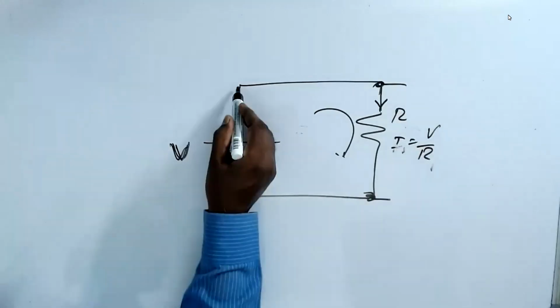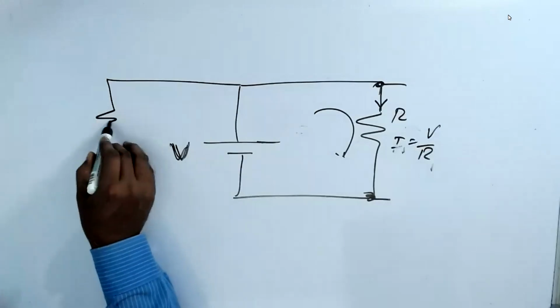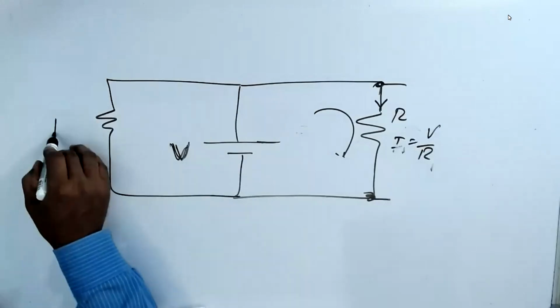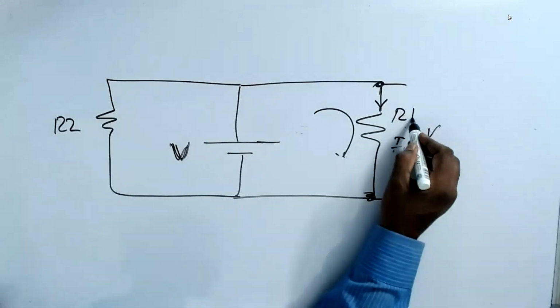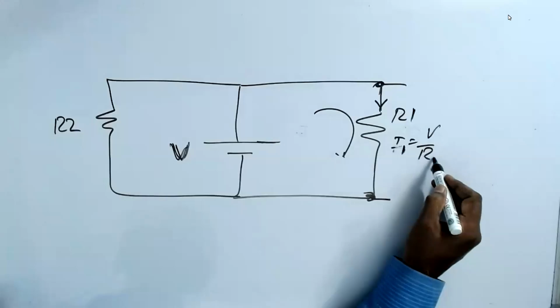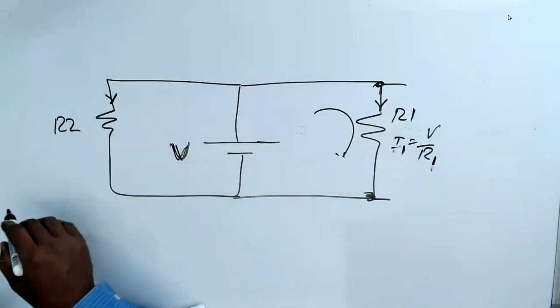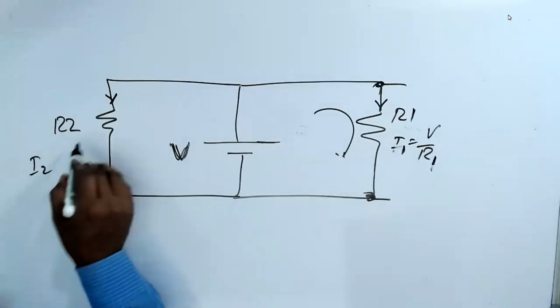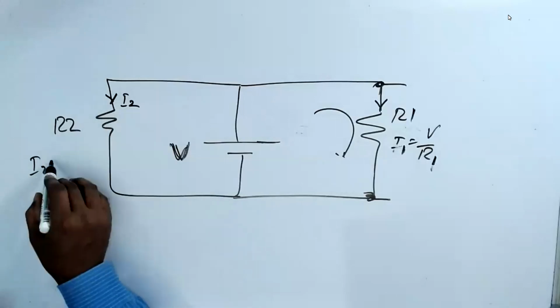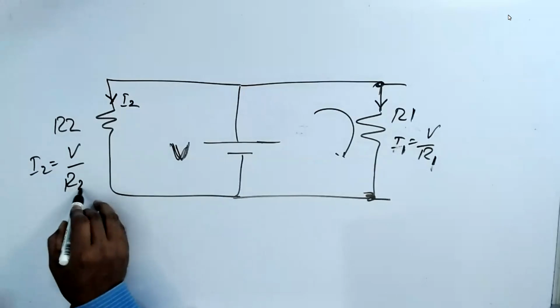Now what happened? I have added one more resistance called R2. This is R1 we call. So I1 is equal to V by R1. And I2, the current going through this, is I2 is equal to V by R2.